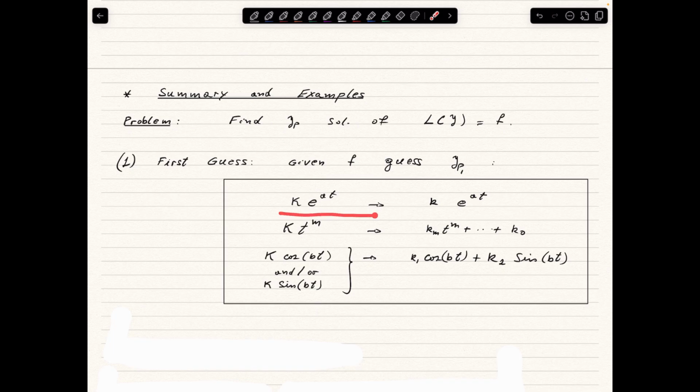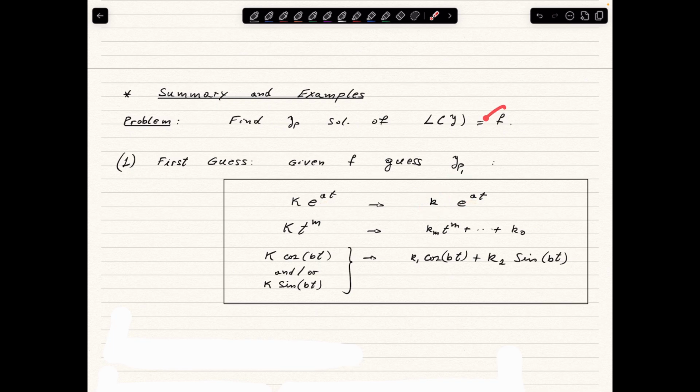This is the case we've been working in the examples. If the right hand side of the equation is an exponential, then you need to guess. So here K is given, the big K is given because it's on the f side, and then we propose the solution to be proportional to the same exponential. So these are the same, and we saw how it works.